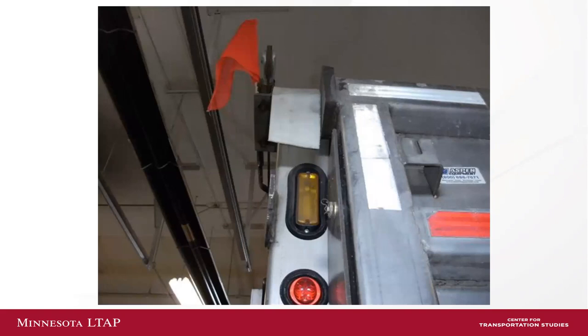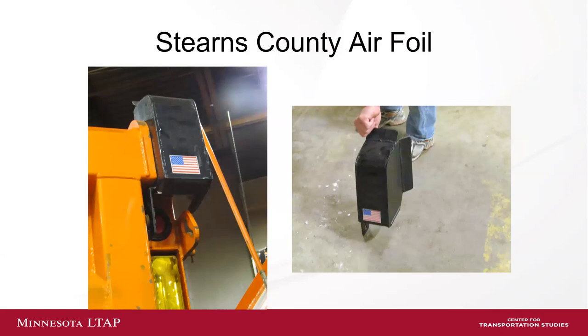Now, this is a technology that is going to be mostly effective for MnDOT and county applications because you're traveling faster than if you're on a city street going about 20 miles an hour. So I don't know if cities would use this, but it forces the air down over the lights and keeps them clear. And Stearns County came up with a little bit more robust style that they welded together, but it is attached with clamps. So it can be taken off in the summertime, and just reattached in the winter when they're in snow and ice operations.